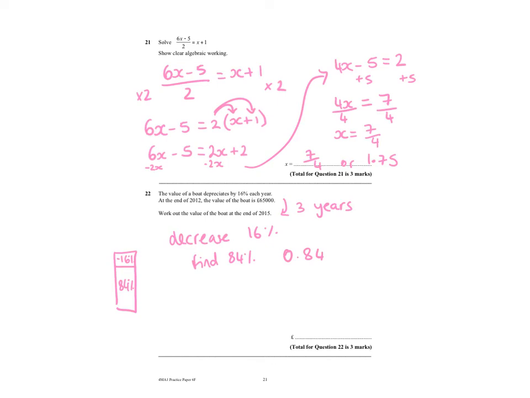So using our formula, we have our initial value, 650,000, multiplied by our multiplier, a decrease of 16%, to the power of how many years. So I'm going to get 650,000 multiplied by 0.84 to the power of 3, which is 385,257.6. Now, because we are working with money, we're going to have 385,257.60.